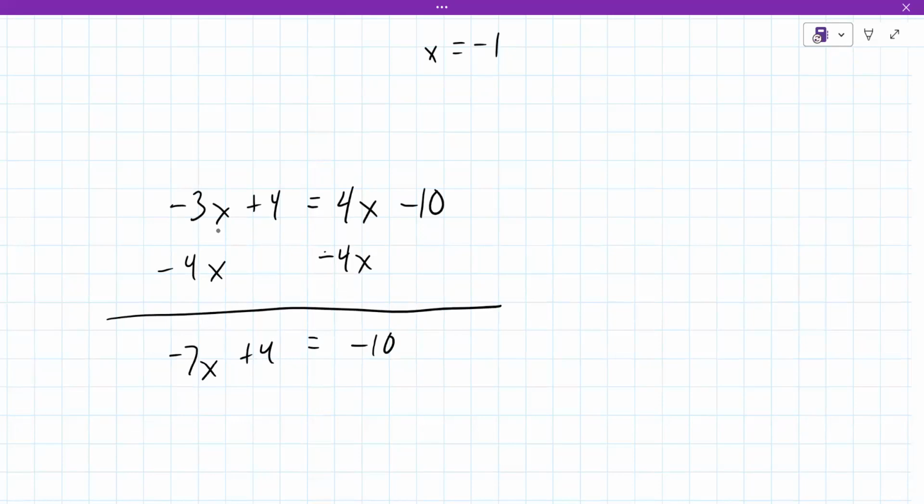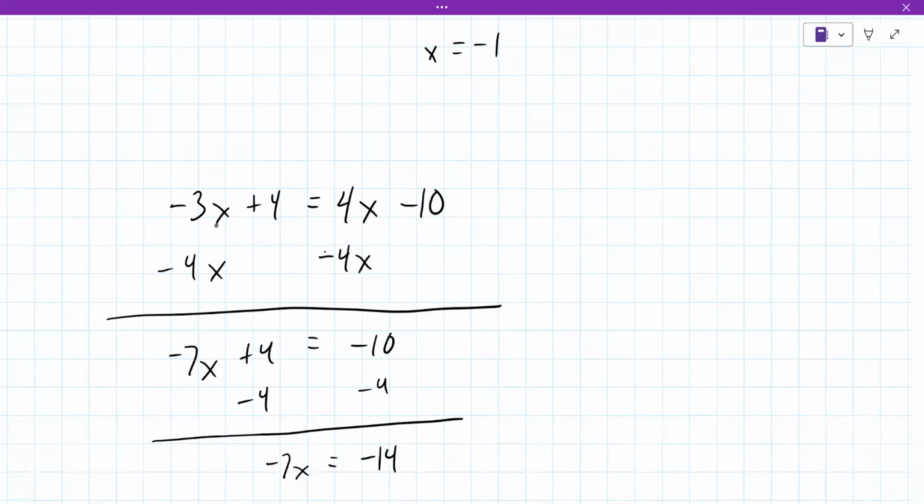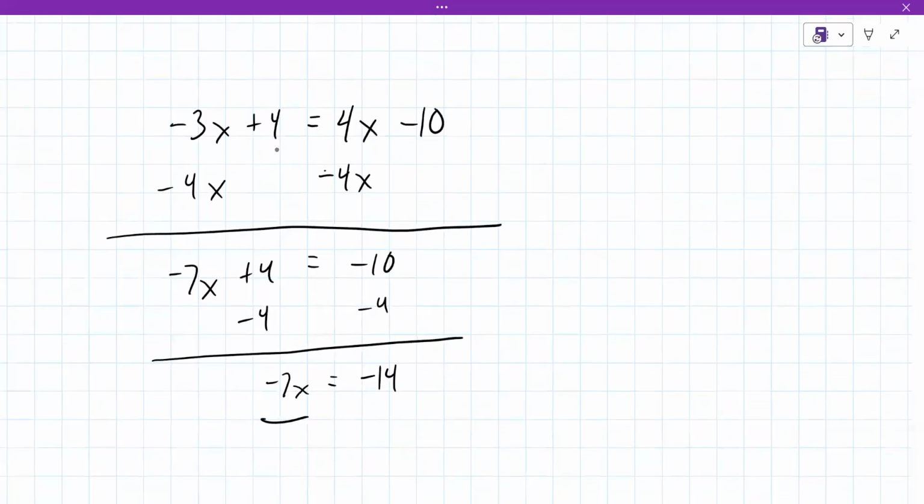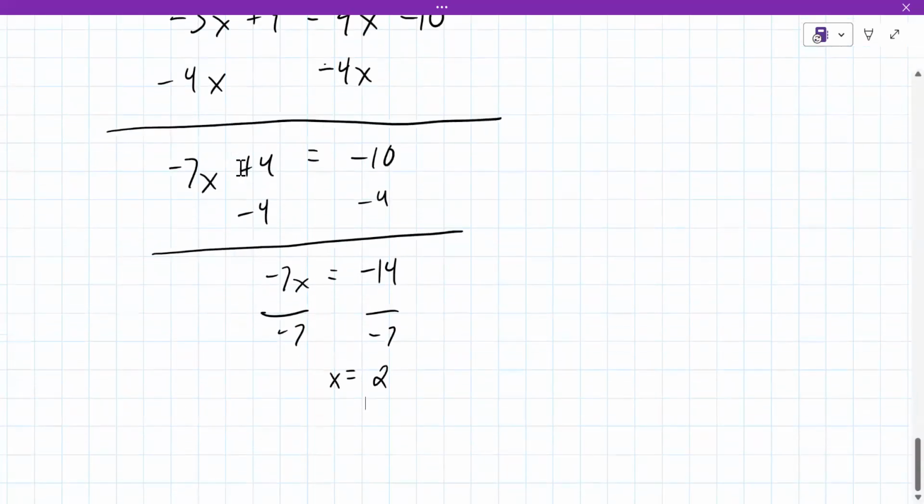Good. So now your focus is on the side with the variable. The next step would be subtract 4. Negative 7x equals negative 14. Yes. And then you would divide by negative 7. So what does that become? x equals positive 2. Yes, you got it. All right, good job.